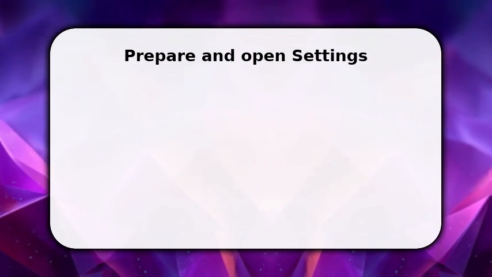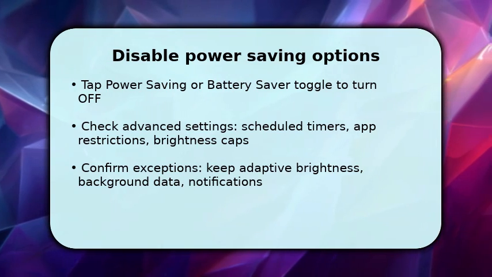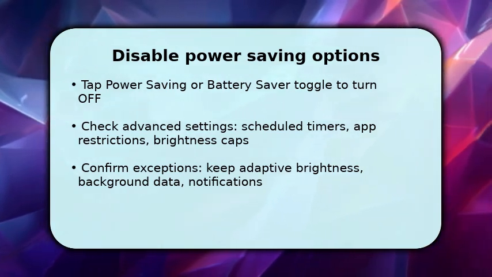You now tap the power saving or battery saver toggle to switch it off. This restores CPU scaling, sync frequency, and network access.